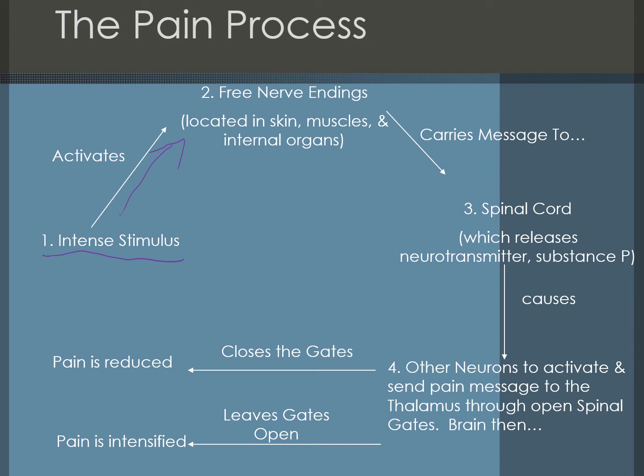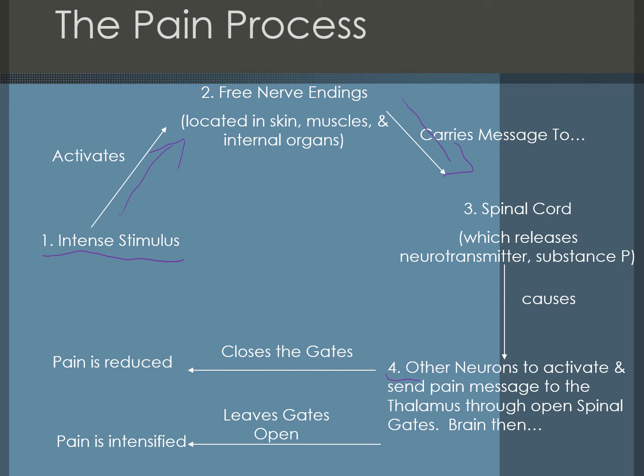Then it's going to carry the message to the spinal cord, which releases a neurotransmitter called substance P. Now, this causes other neurons to activate and send pain messages to the thalamus through open spinal gates. Now, the brain then does one of two things. It either leaves the gates open, and this is what intensifies the pain, right? So how pain can get worse, or it closes the gates, and now pain is being reduced.